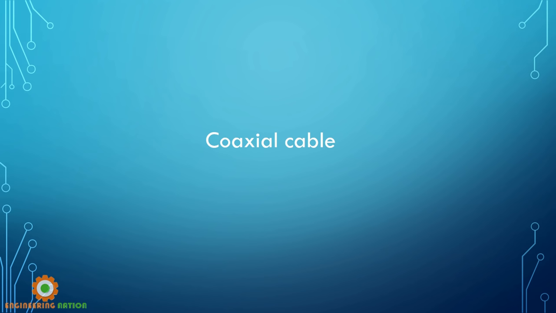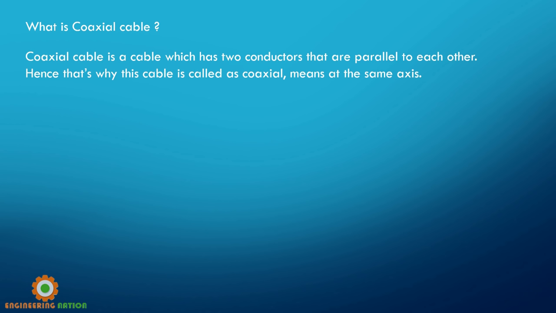Now let's understand what a coaxial cable is. Coaxial cable is a cable which has two conductors that share the same axis. Hence this cable is called coaxial, meaning at the same axis. Both of the wires are on the same axis. That's why this cable is named coaxial cable.